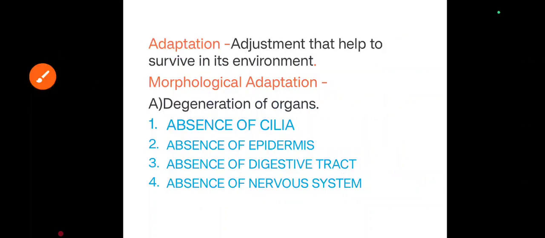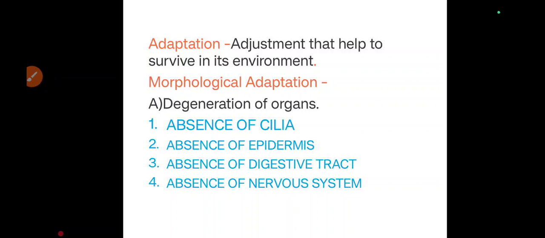Under degeneration of organs, first we will discuss absence of cilia. In the host body there is no need of locomotory organs, so cilia have completely disappeared from the parasitic body. Then absence of epidermis: no epidermal cells or body cover are found in parasitic forms. Absence of digestive tract: because parasites absorb digested food from the gut of the host, there is no need of any trophic organs or alimentary canal.